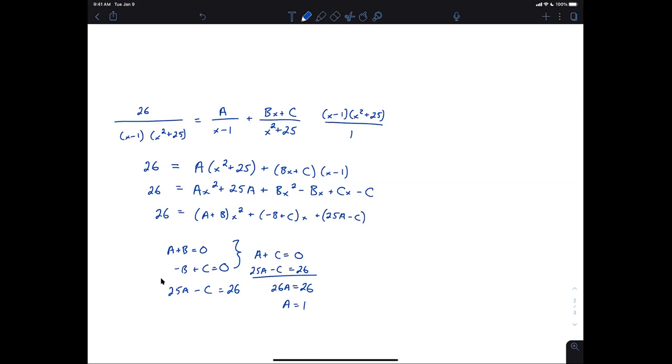All right, so now we go back and try to figure out b and c. We know a plus b is 0, so 1 plus b is 0, which means b is negative 1. And then negative b plus c is 0, so negative 1 plus c is 0. So then c is negative 1 if we work that out. So we get it there. Okay. Any questions?